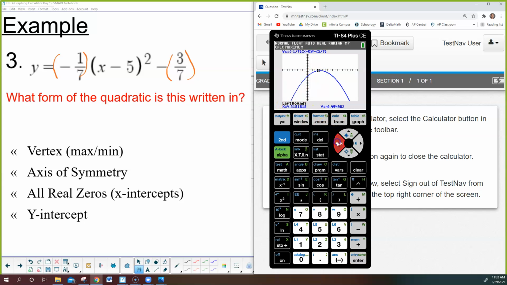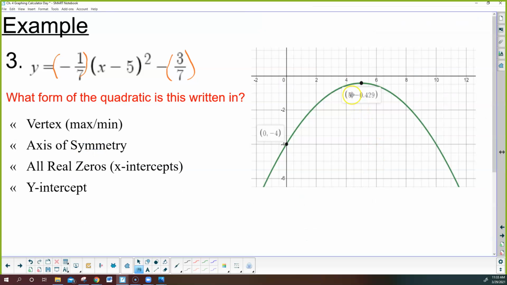I'm going to hit the left arrow, so I'm to the left of the vertex. Then I'm going to go to the right of that. So I want to go past the vertex to the right, hit enter, enter again. And notice I get 4.99. That's really close to 5. So I'm going to call this 5 comma negative 0.429 when I round it. But there's my vertex, which also gives me the axis of symmetry. And I have that right here.